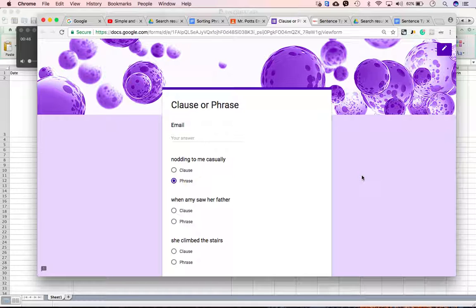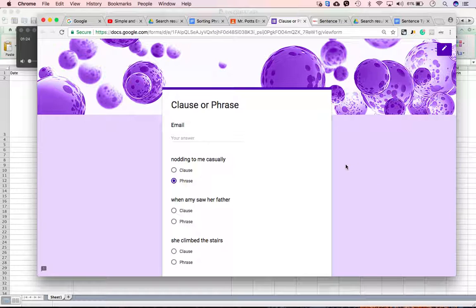So, clause or phrase. Remember, a clause has a subject and a verb together, and a phrase doesn't. If you don't know what a subject is, that's where the problem is probably happening. Your subject is the main topic of the sentence. It's what the sentence is about. It's a noun that is usually doing something, or there's information that's describing it.